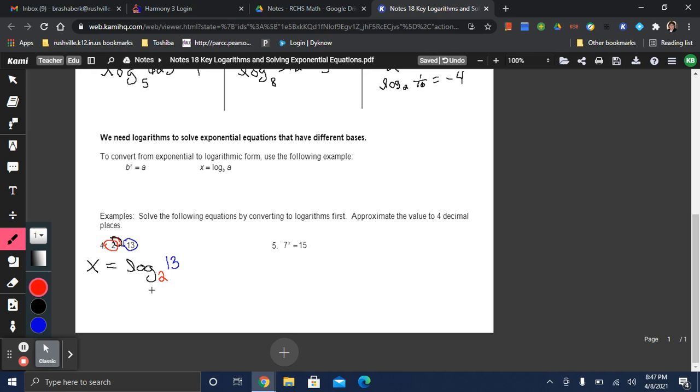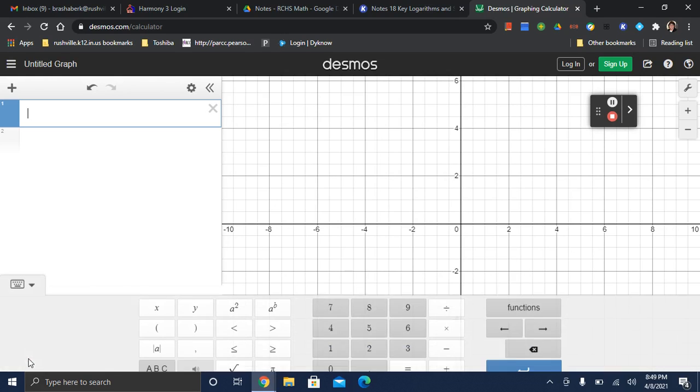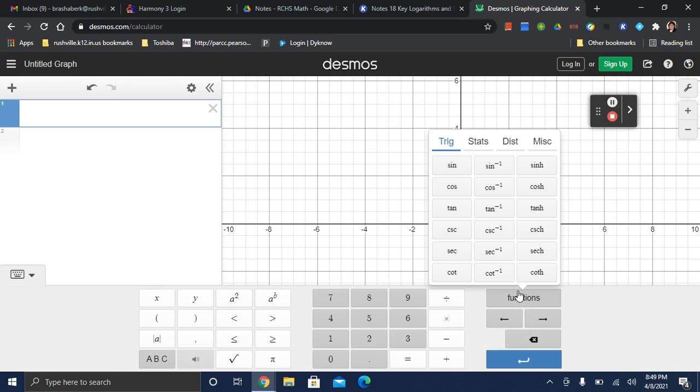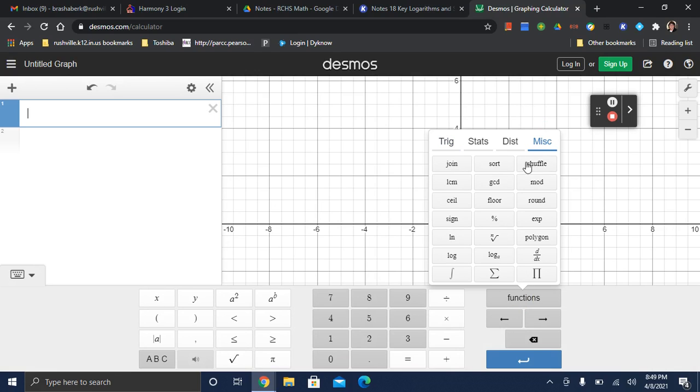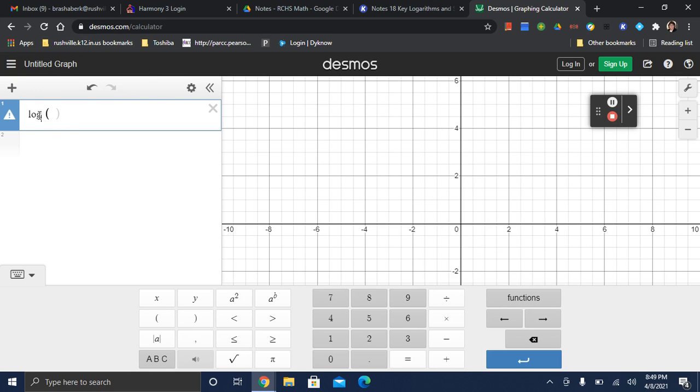So once you get it to here, then you're going to use Desmos, and we're going to approximate this to 4 decimal places. So my keyboard is here. Your functions are here. You want to go to miscellaneous, and right there is your log with the base. So you'll type in log. This part right here is looking for the base. It was base 2, and then the number that we were doing the log of was 13. And notice that it gives us this decimal.